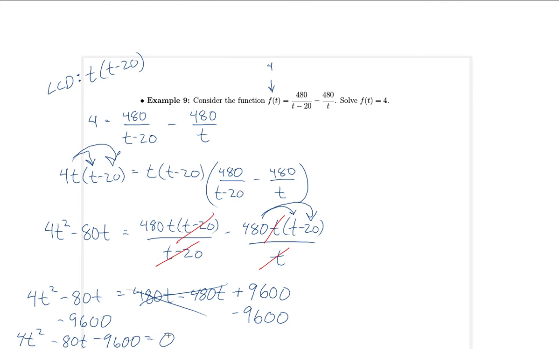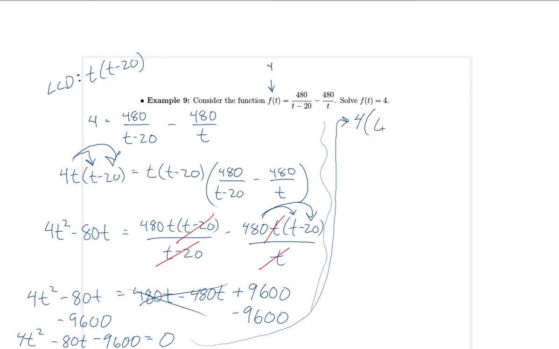Now, could we apply the quadratic formula right away to this problem? Absolutely, we could definitely do that. But one thing you want to do is look for easy things that you can do that will make the numbers more friendly. So I look at 4, 80, and 9,600, and I notice they're all easily divisible by 4. So what I'm going to do is factor a 4 out.